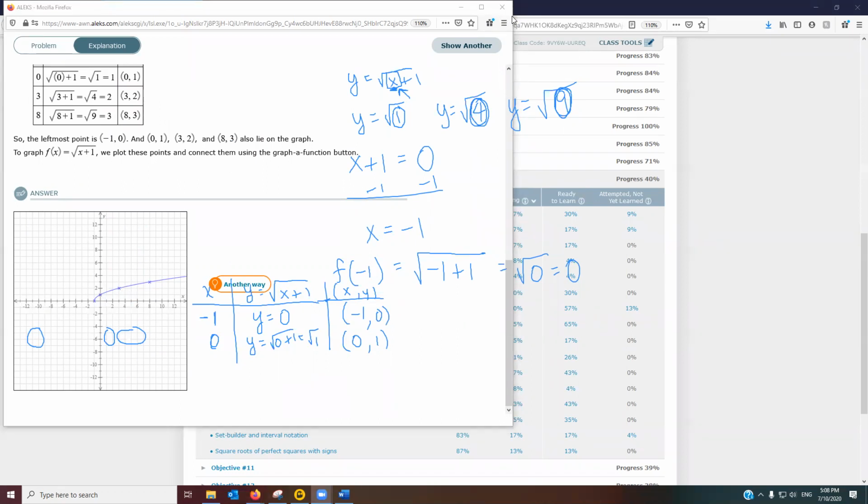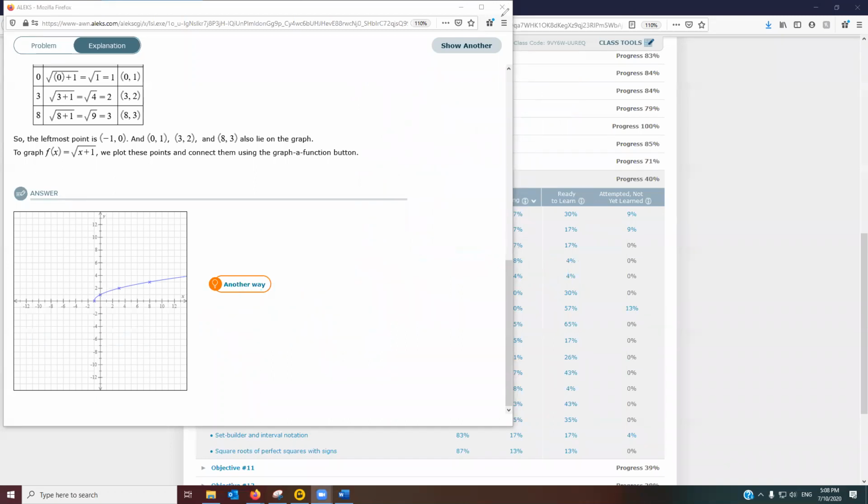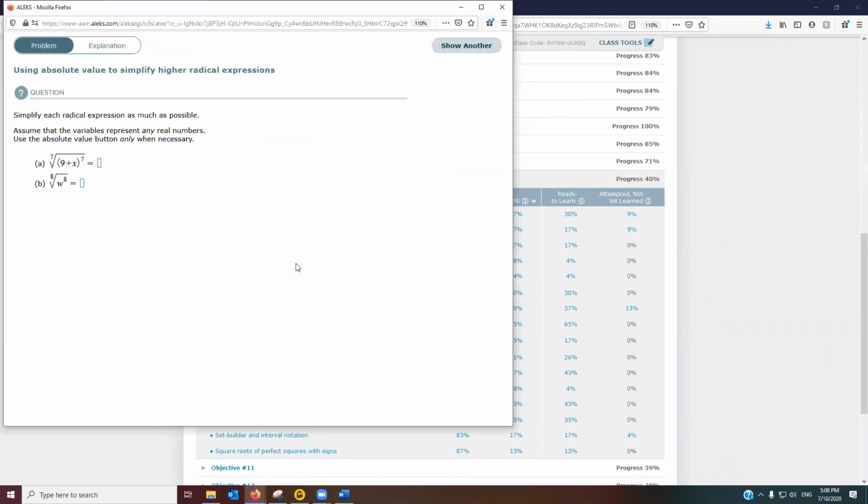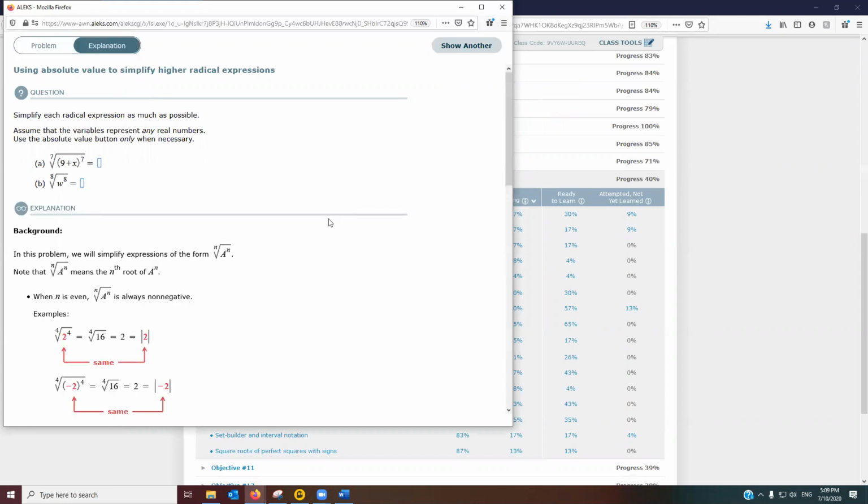All right, let's do a couple more. Let me come up here. It says using absolute values to simplify higher radical expressions. All right, so you'll notice in this case, for these examples in this topic, we're taking the 7th root of a quantity underneath that's being raised to the 7th. That's part A. Part B is we're taking the 8th root of a quantity underneath that's being raised to the 8.